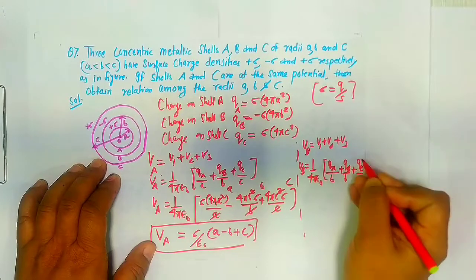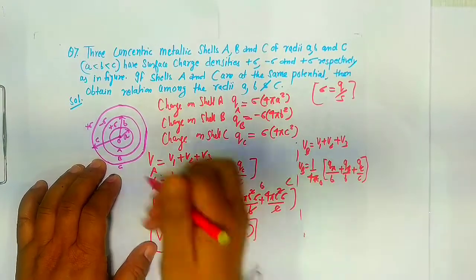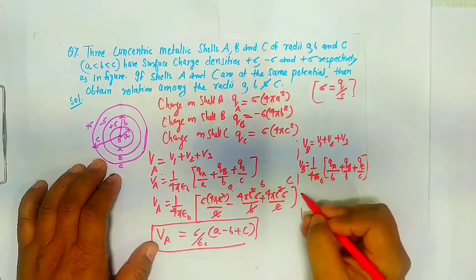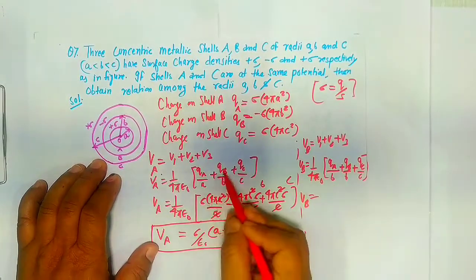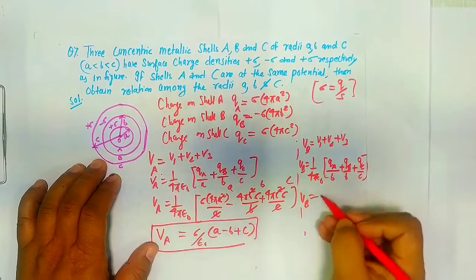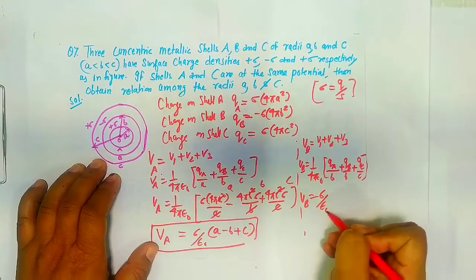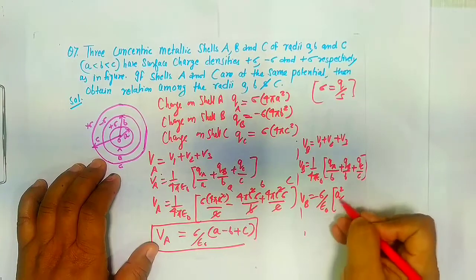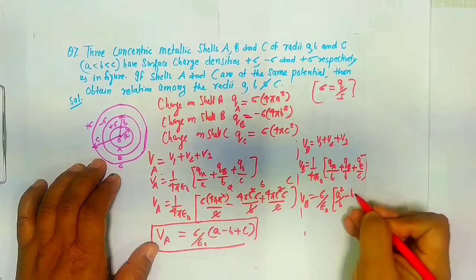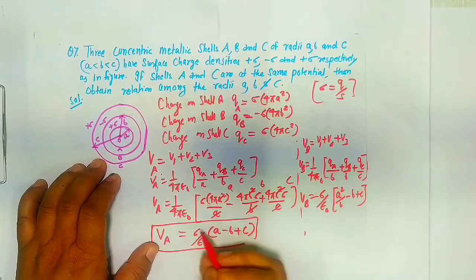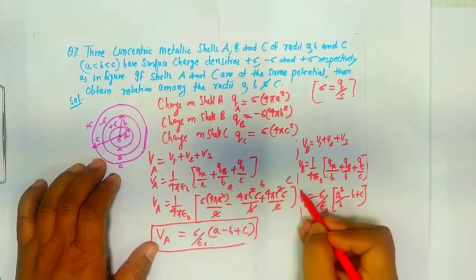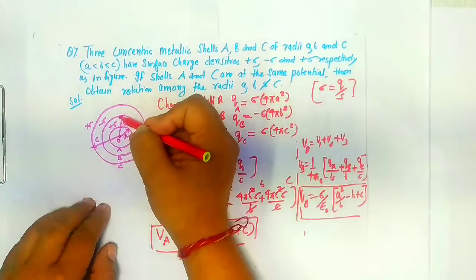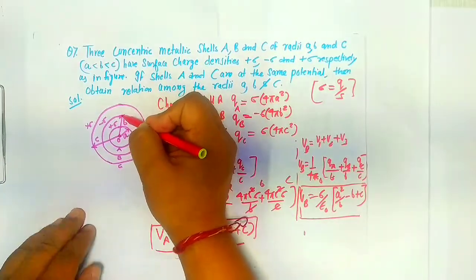Got it or not? Why I have taken B? Because it is on this one, B. So if you put the values of QA, QB, QC, again you know that sigma by epsilon naught will come out, and in bracket it will be A square by B minus B plus C. You put these values, you will get this answer. So this is VB. Got it? Why we have taken B? Because it is now on the cell B.